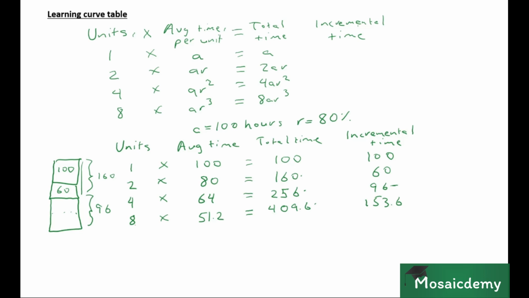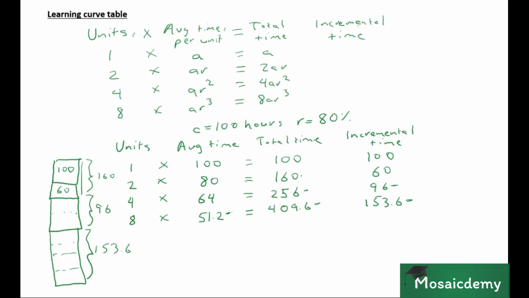Likewise, if we carry on to double the output from 4 to 8, now we have the next set of 4 units, right? And these 4 units took a collective of 153.6 hours to produce, right? If we lump that together with the first 4 units, which took 256 hours, we took a total time of 409.6 to produce the first 8 units at an average of 51.2 per unit. So that's what this table looks like, okay? And we can use that for calculation purposes.